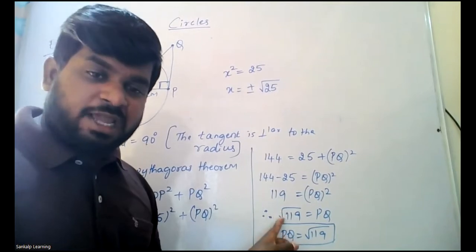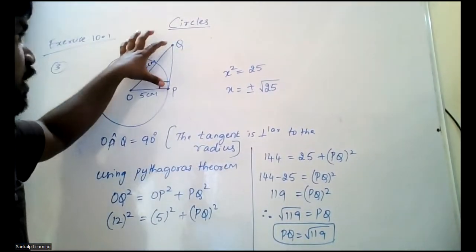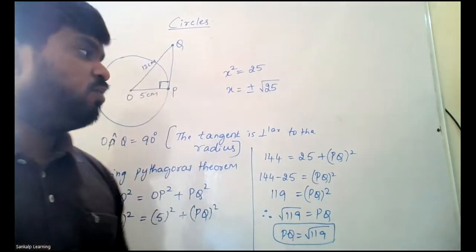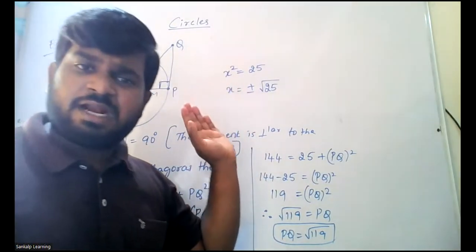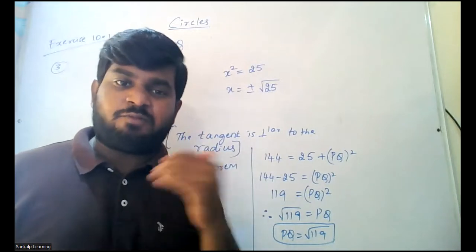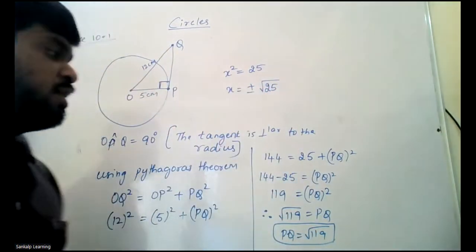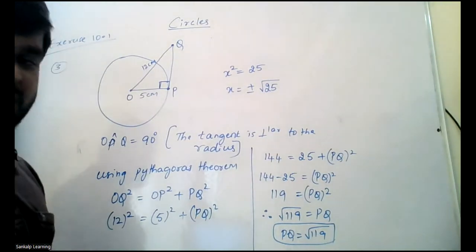Therefore, whenever you put square root, we have to take plus or minus. But why are we not taking it here? Because this PQ is a length. Length cannot be negative. It is always a positive value. That is why we don't take the negative into consideration. But if it is somewhere else, you have to take both plus and minus into consideration.